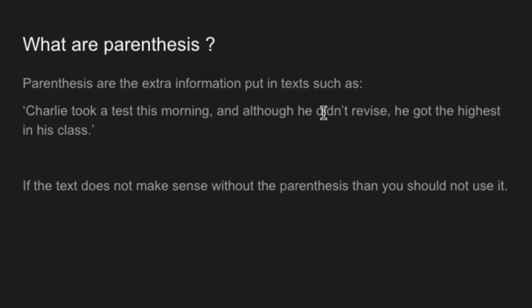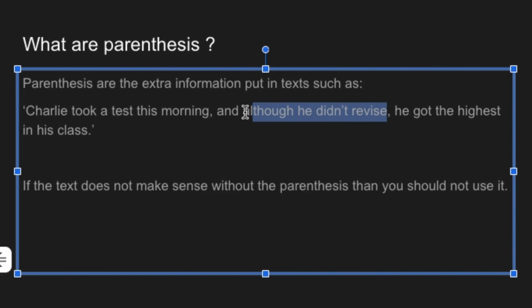So, and although he didn't revise, is the piece of extra information. This is the parentheses, and the marks we've used are commas beside it. So let's see if it makes sense without using this. Charlie took a test this morning. He got the highest in his class. It makes perfect sense. And to add, and although he didn't revise.